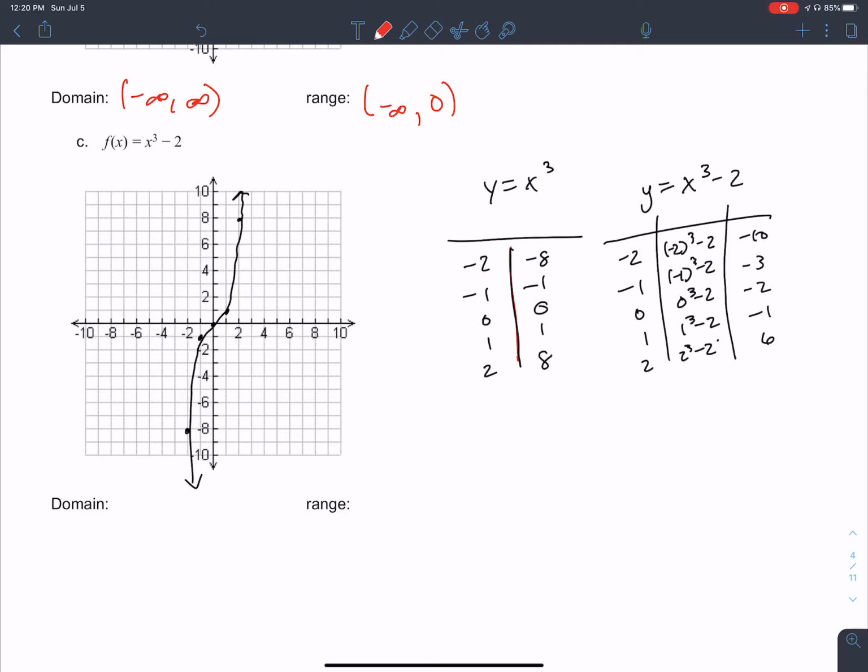So here we go. So I've got negative 2, negative 10, negative 1, negative 3, 0, negative 2, 1, negative 1, and 2, 6.